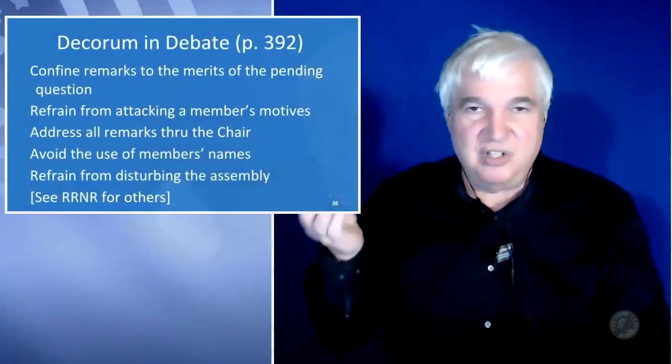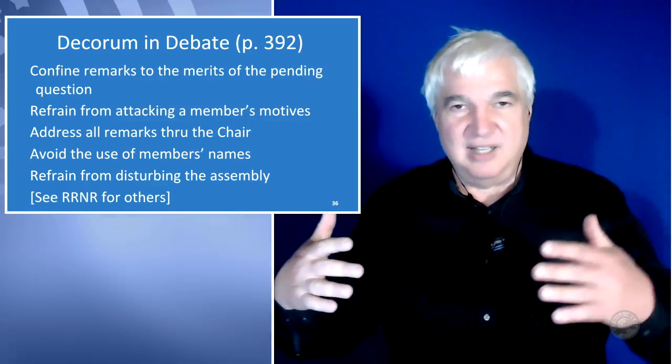Decorum in debate. So this goes back to calling people bootlickers. You need to confine your remarks to the merits of the pending question. Refrain from attacking a member's motive. Address all remarks through the chair. So if you are in debate and you're looking at the person who just last spoke, or someone at the meeting that you loathe, that is not appropriate. You should be speaking through the chair. So the whole idea is that you are bringing facts and thoughts into the meeting, not emotions, and you're presenting it to the chair and everyone else is listening to the debate.